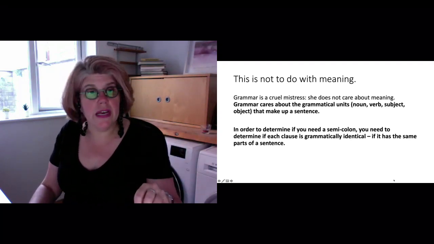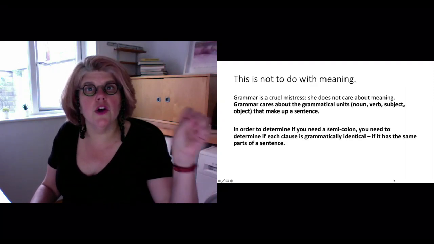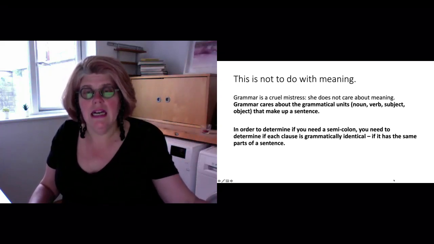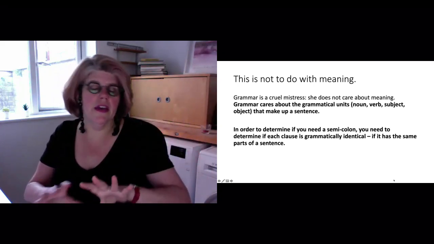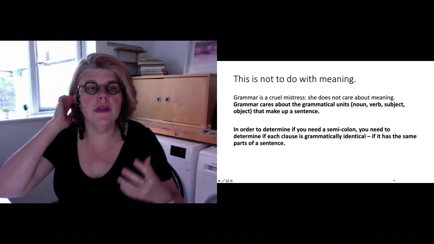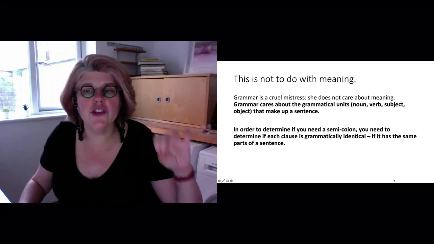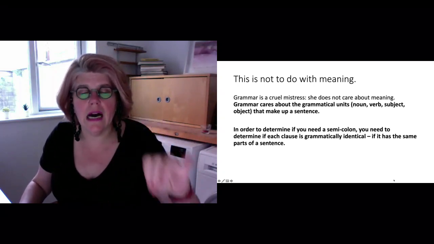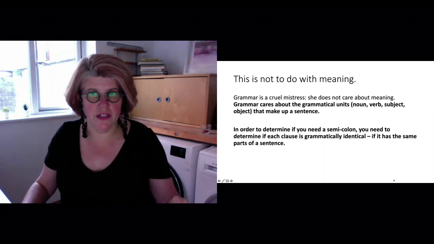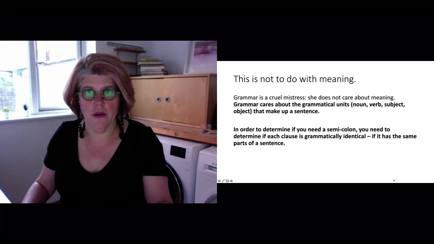So when I say it connects two clauses that are alike, I don't mean they are alike in that they connect to the same idea. I don't mean that they are alike in that they are linked in some way that has to do with meaning. In order to determine if you need a semicolon, you need to determine if each clause is grammatically identical, if it has the same parts of a sentence. It's very important to divorce yourself from meaning here at the start.